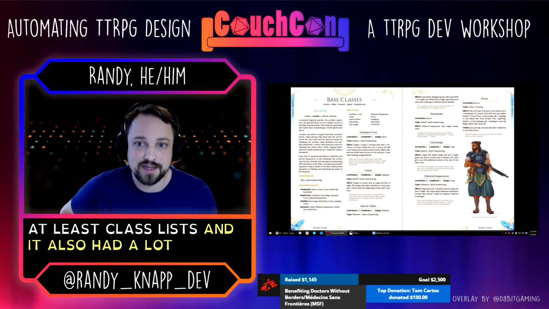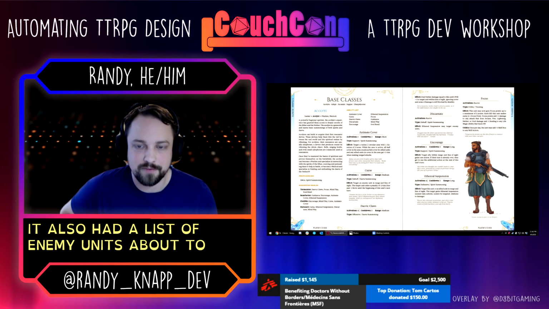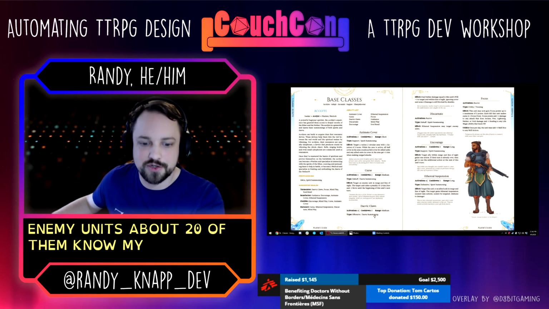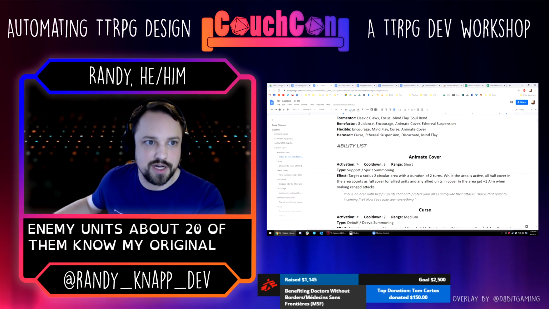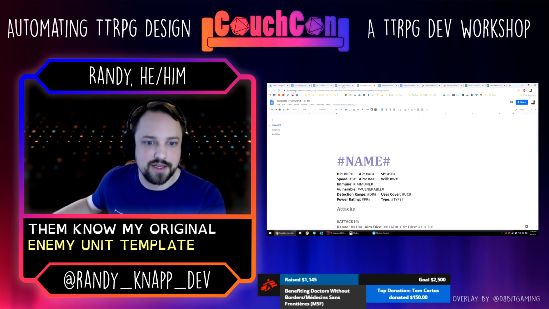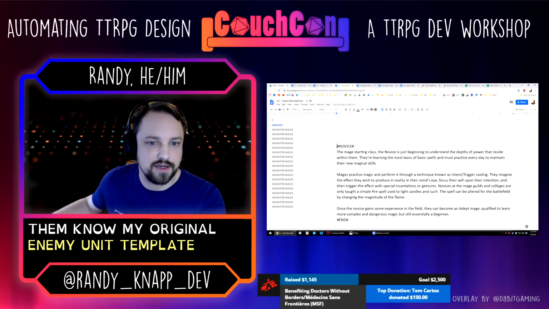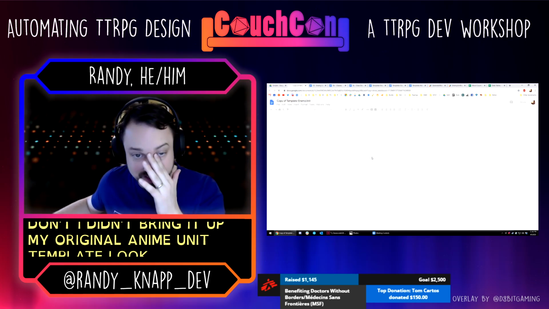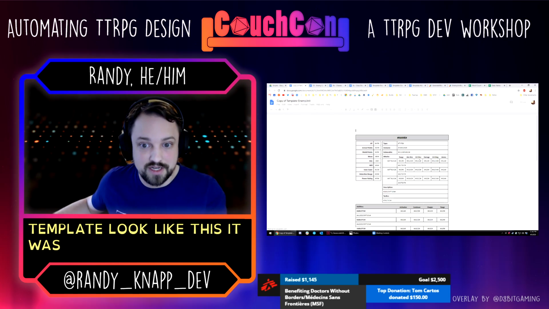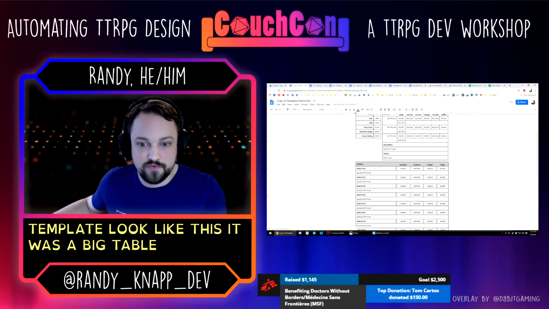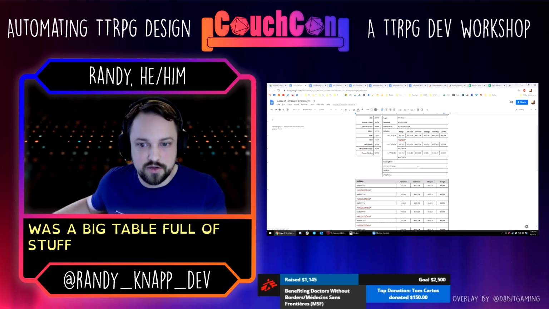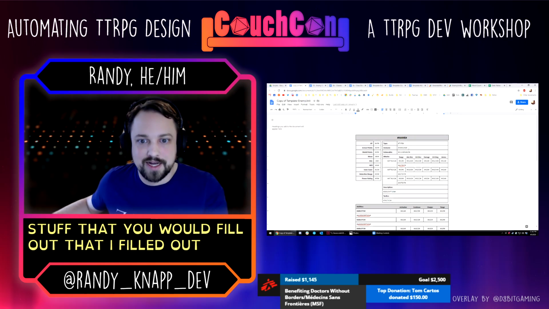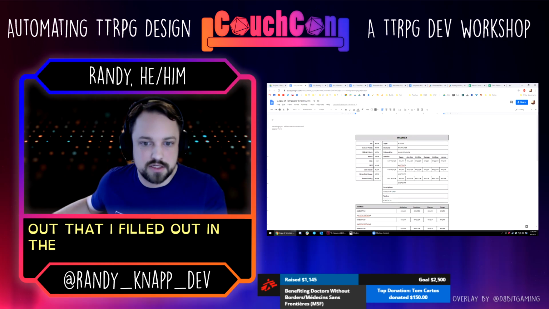It also had a list of enemy units, about 20 of them. Now, my original enemy unit template, I didn't bring it up. My original enemy unit template looked like this. It was a big table full of stuff that you would fill out, that I filled out. And this was the original design.